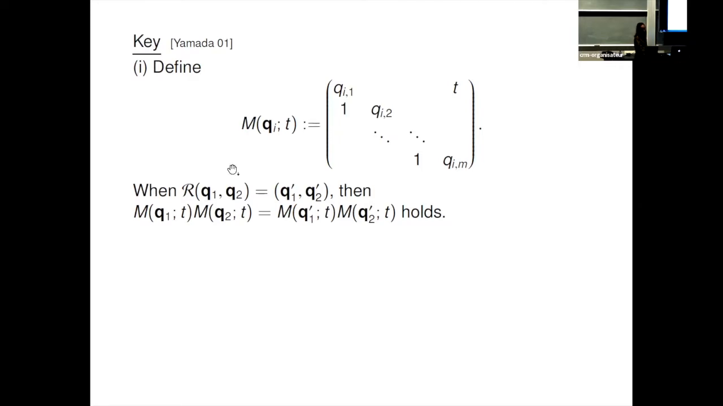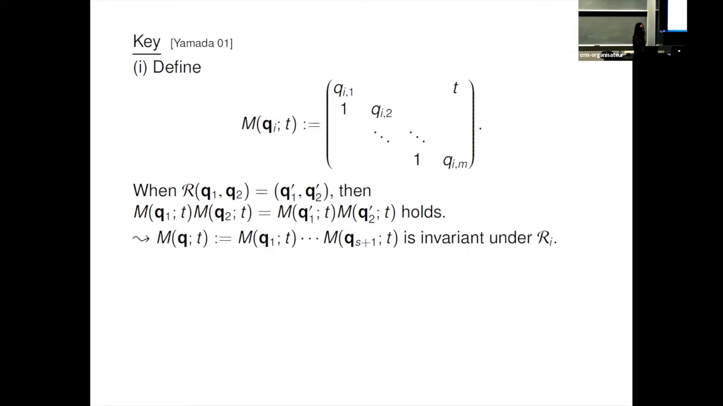And when geometric R sends (q1, q2) to (q1 prime, q2 prime), then the corresponding multiplication of these matrices M(q1) and M(q2) is M(q1 prime) times M(q2 prime). Namely, this product is preserved by the action of this R. Then by generalizing this fact, we can say that the product M(q1) to M(q_{s+1}) is invariant under the Weyl group generated by the geometric R matrix.